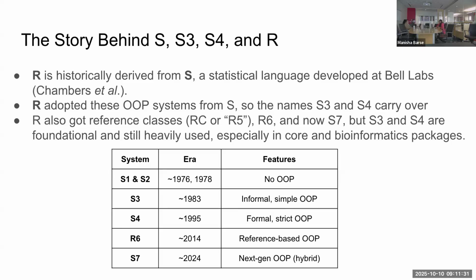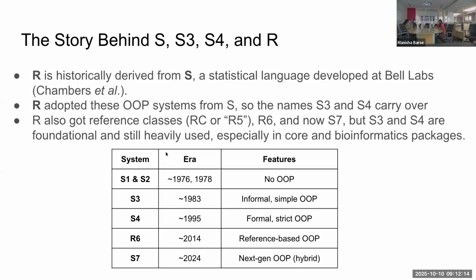The R language is historically derived from the statistical language S that was developed at Bell Labs. R later on adopted these object-oriented programming systems from S, which is why the names S3 and S4 are carried forward. Apart from S3 and S4, there are other reference classes called R5, R6, and now there's even R7. But S3 and S4 remain foundational, and these are heavily used, especially in different bioinformatics packages.